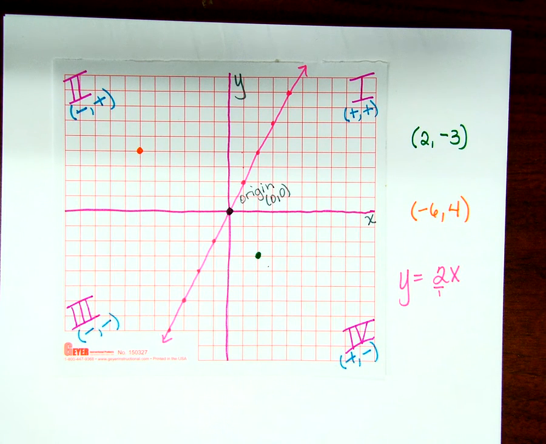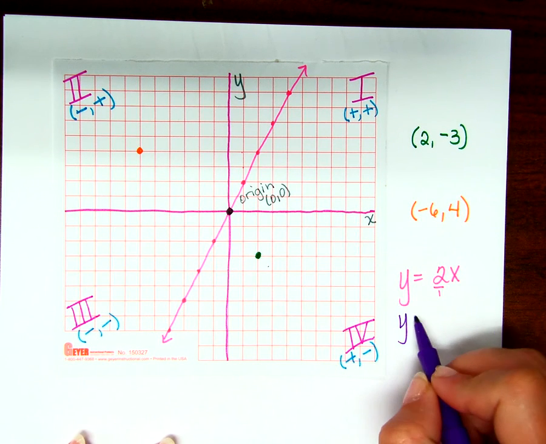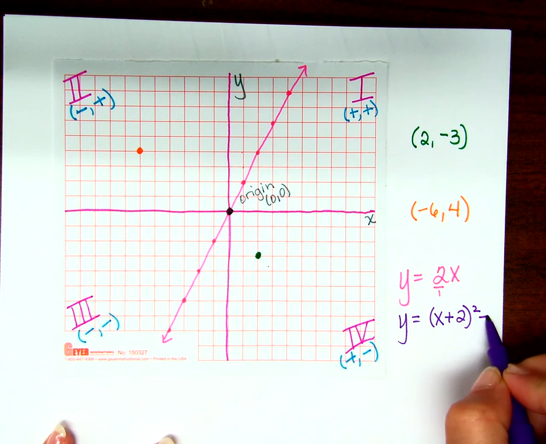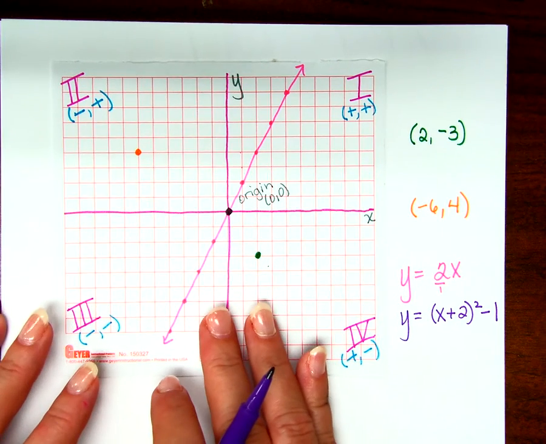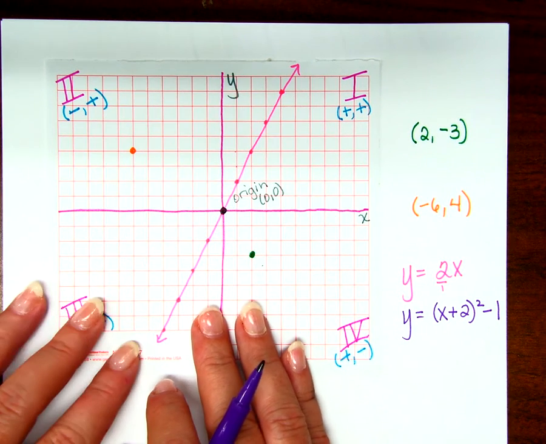How much transformation stuff do you remember? I'm so proud of you. Y equals x plus 2 squared minus 1. How would we go about graphing that? First of all, what shape is it? A parabola, right? Parabola. So where would I go first?